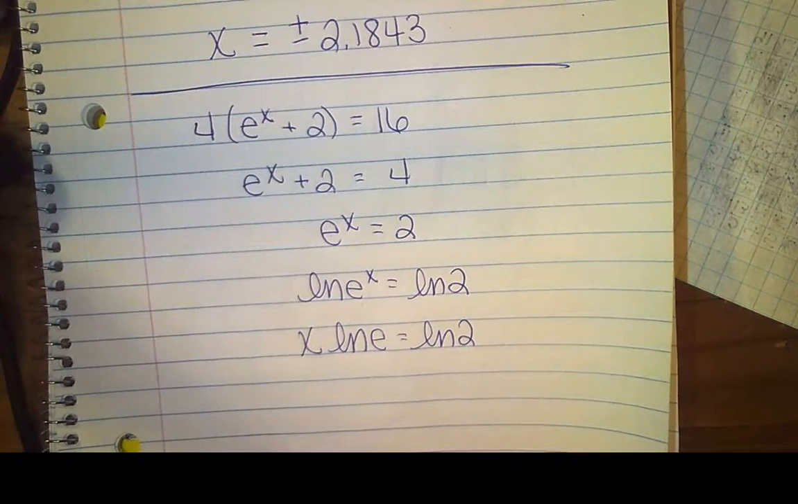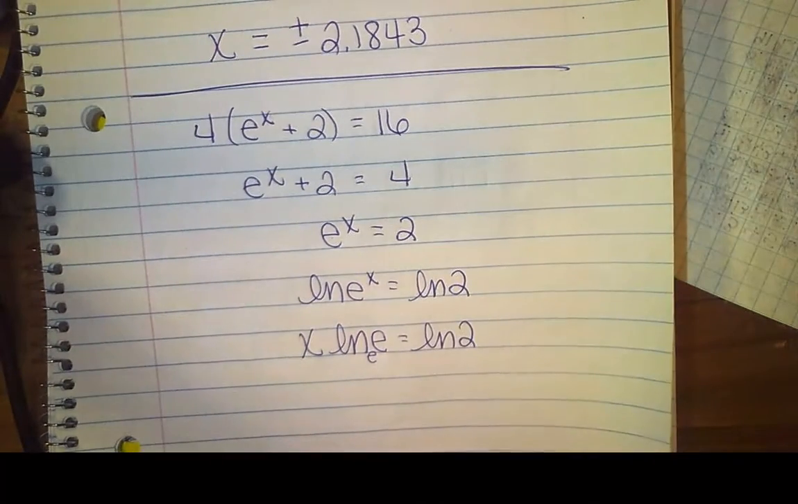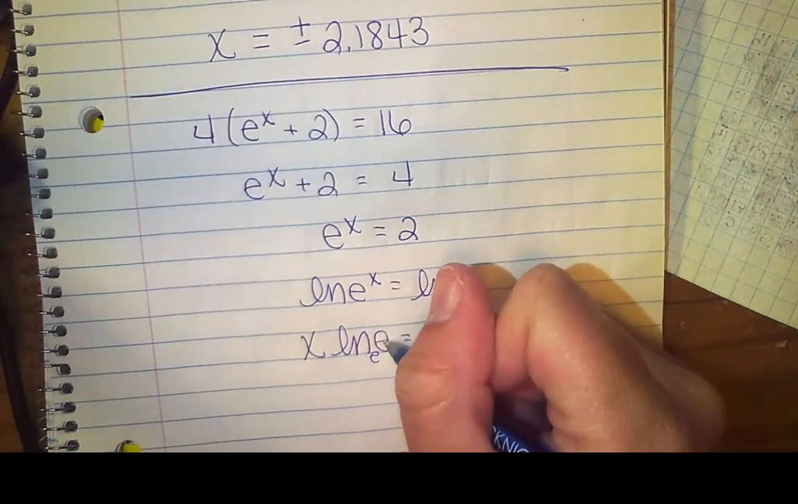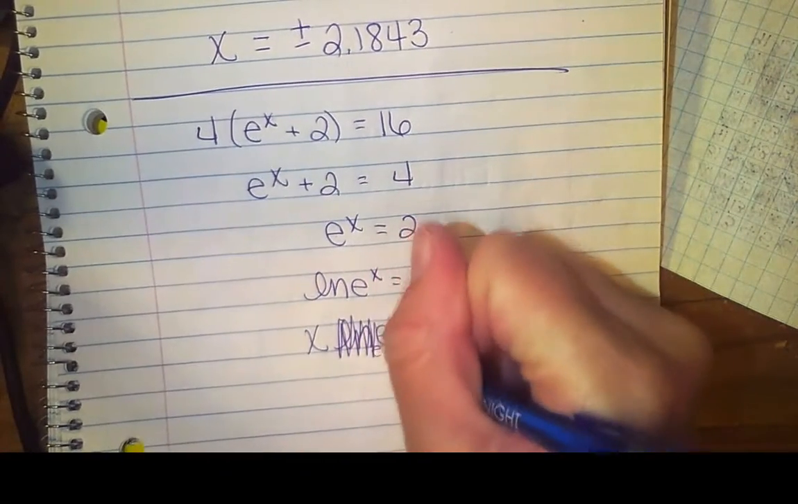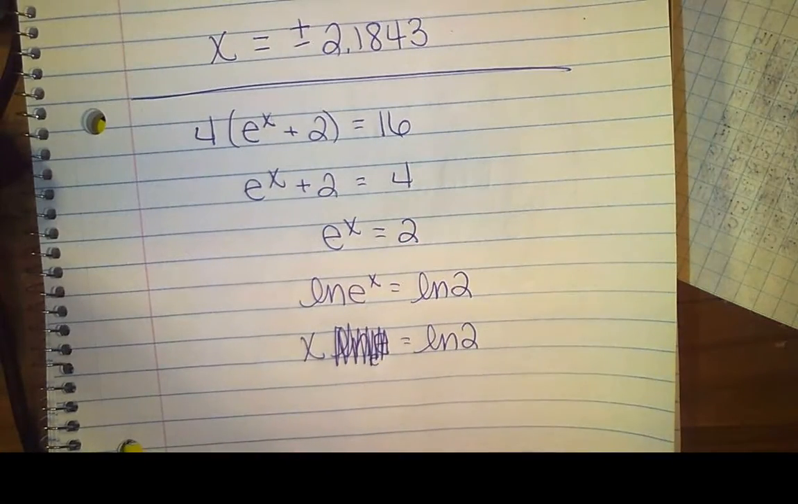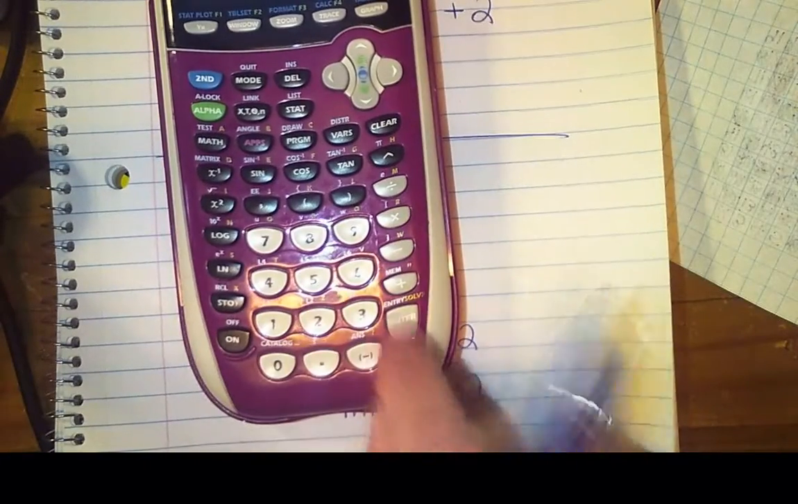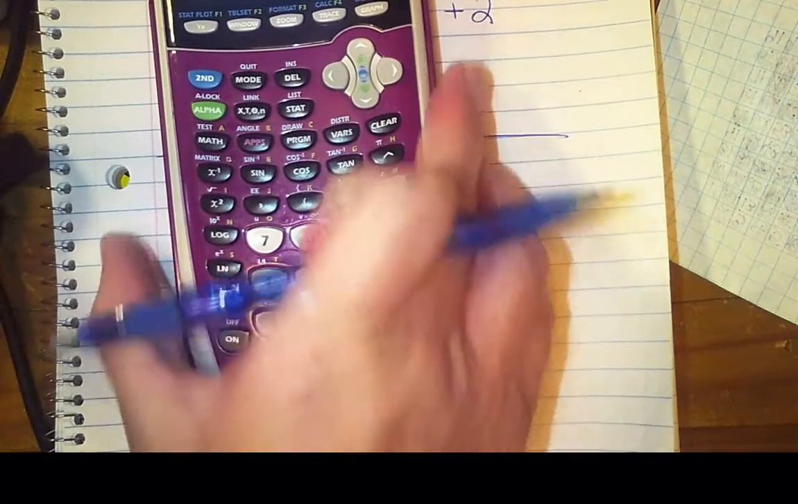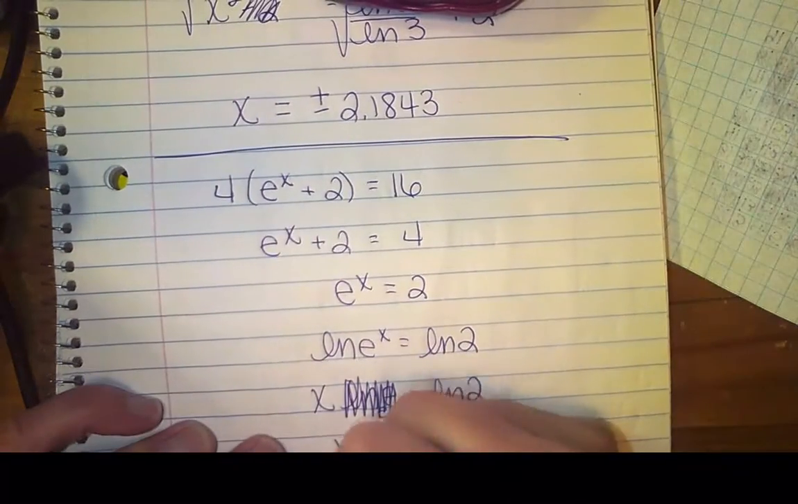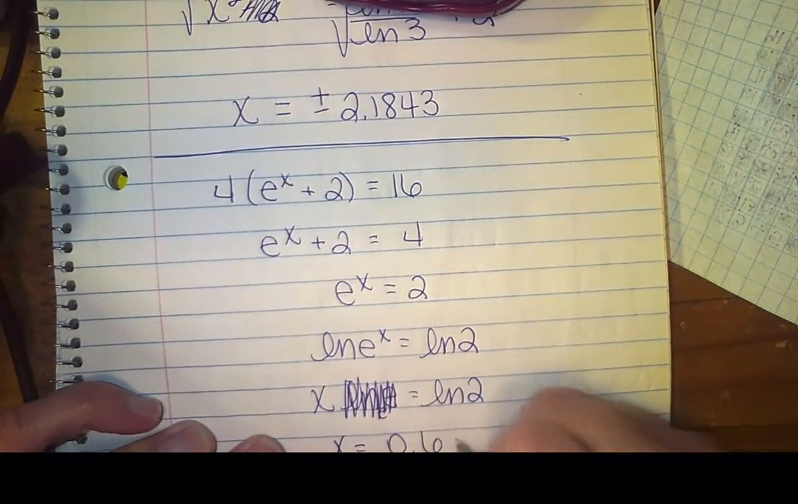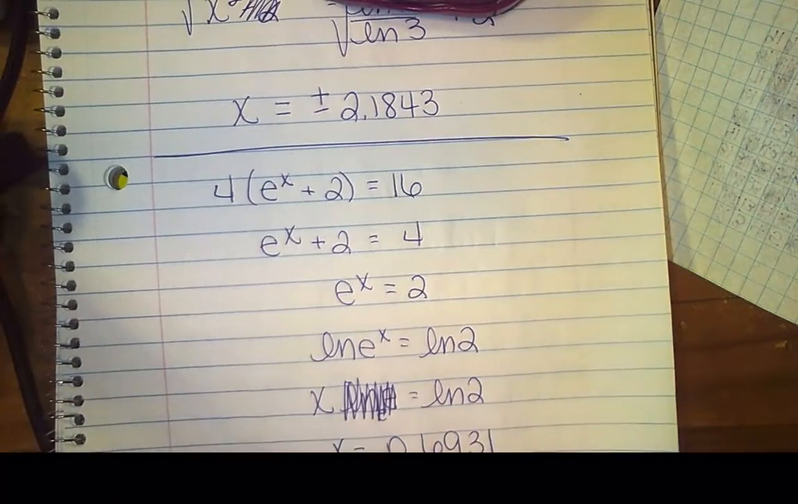And then the last thing is, what do I notice? My base, which I'm too lazy to write, is e. My argument is e. My base and my argument match. That's the same thing as a 1. So all I have to do is poke the natural log of 2 into my calculator, and I get 0.6931. So x is 0.6931.